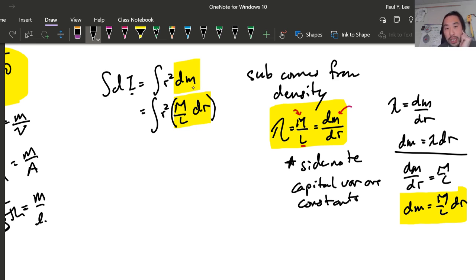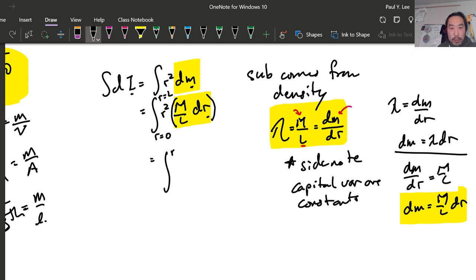So we change that dm, which is a changing of mass, to what we want, which is a change of length. All right, so now let's talk about our bounds. Our lower bound is where we're starting from, or where our axis of rotation starts, which is r of 0. And our final length is the actual physical length of the rod itself, which is r is equal to capital L. So, and like I promised, the actual calculus of this is easy.